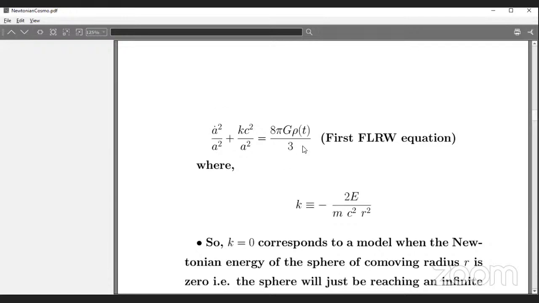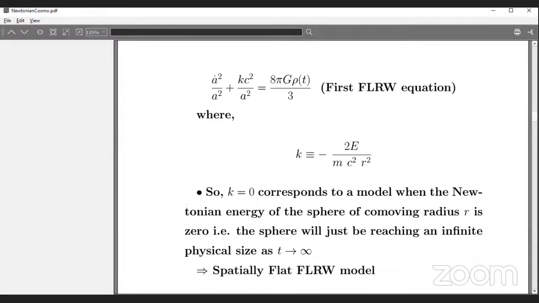If you look at the first FLRW equation, if the density is greater than the critical density, a dot squared by a squared today, of course, is the Hubble constant squared. If rho is greater than the critical density, k must be larger than 0. So it is clear that when rho is greater than critical density, k is plus 1. While if rho is less than the critical density, then obviously k must be equal to minus 1.